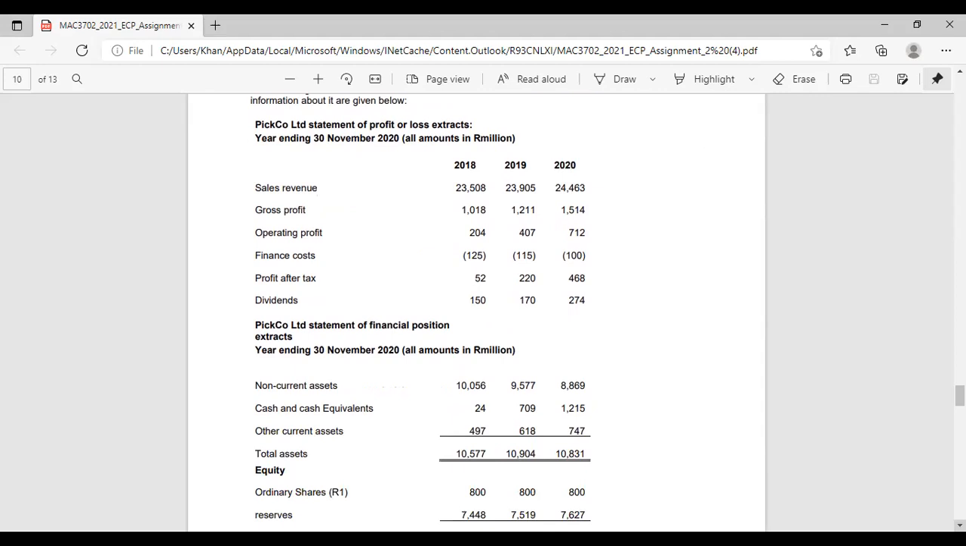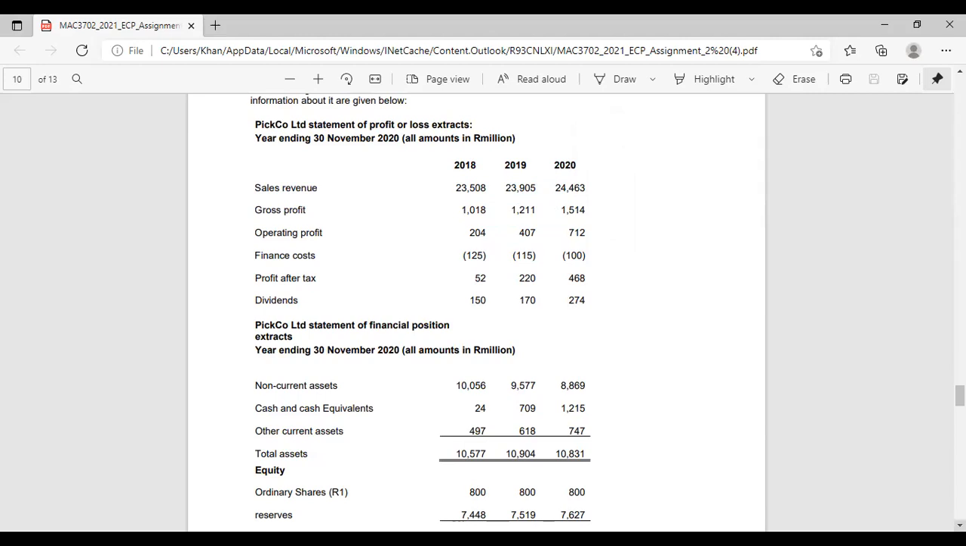So they're giving us sales. Here we have 2018, 2019, 2020. We have gross profit. We have operating profit. Remember, you must understand operating profit is also known as earnings before interest and tax, EBIT. That's a very important number for you, Lisa. So make sure you know that operating profit and EBIT, earnings before interest and tax, is the same thing. Then we have finance costs, profit after tax, and then dividends.